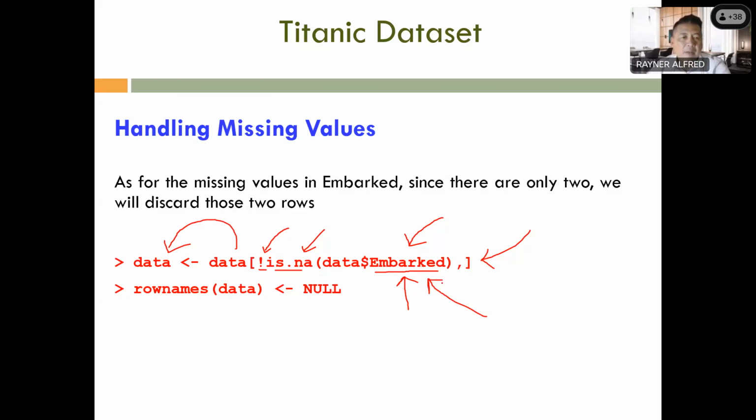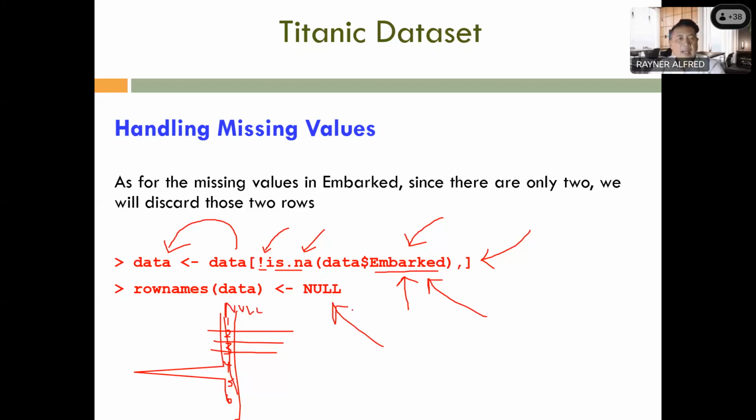And the last one is the row names of the data. When we first import the Excel file, we will have row names. The row name is basically the numbering for each of the rows that we have. What we want to do is remove them, and then we set it to null.